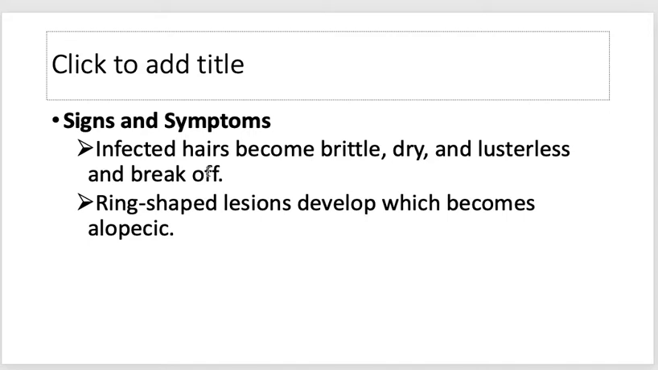Ring-shaped lesions develop, which then become alopecia.